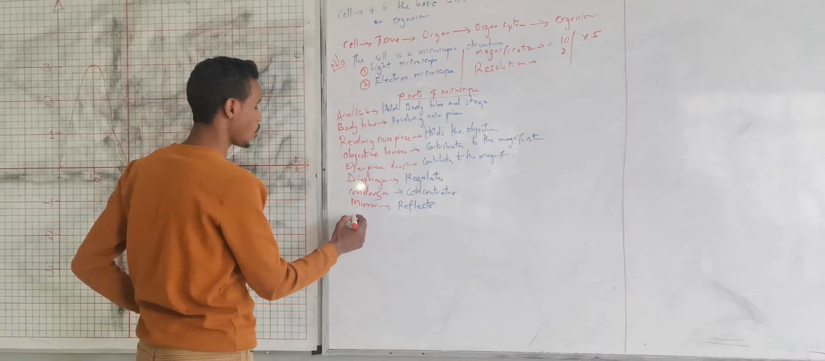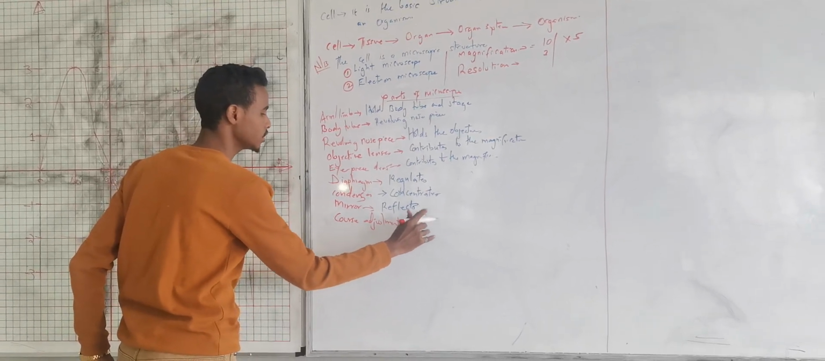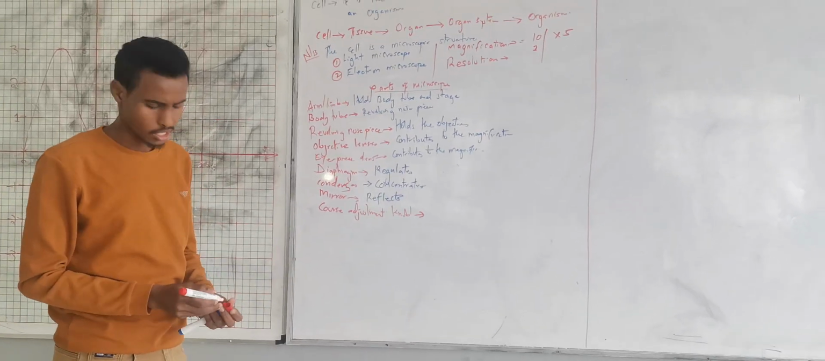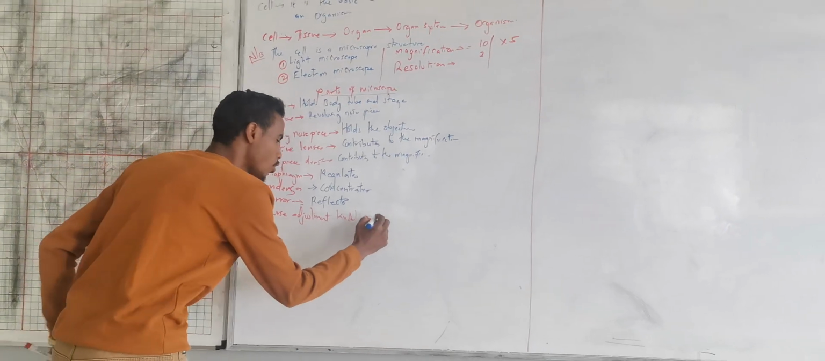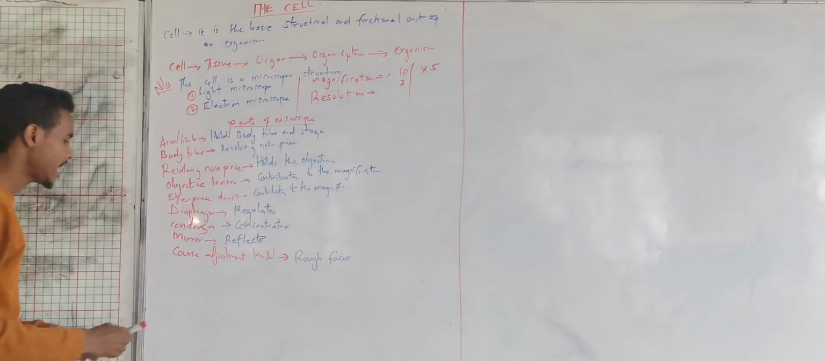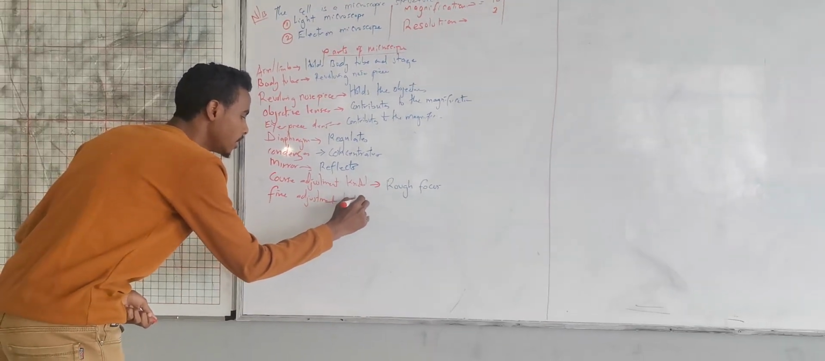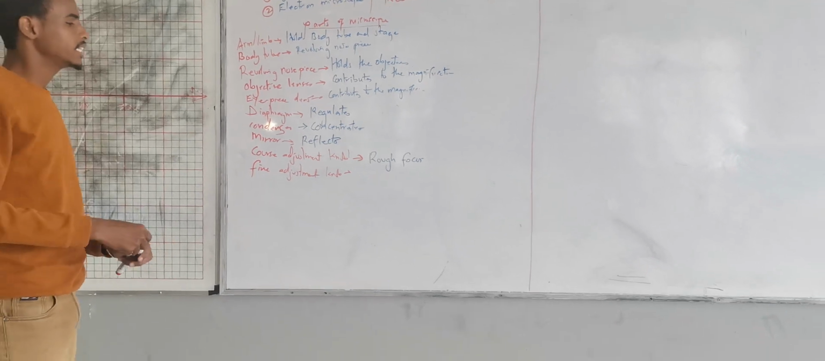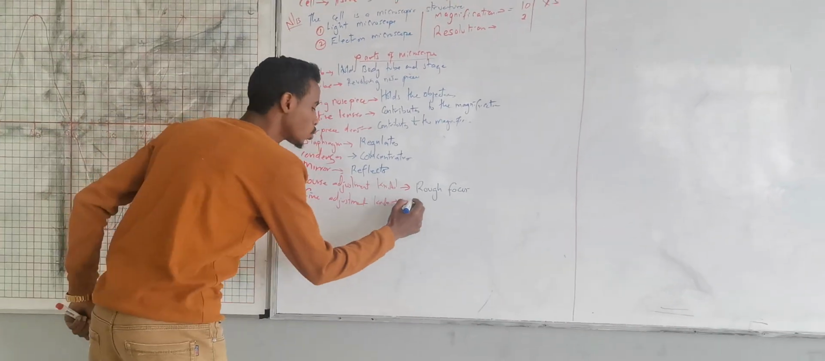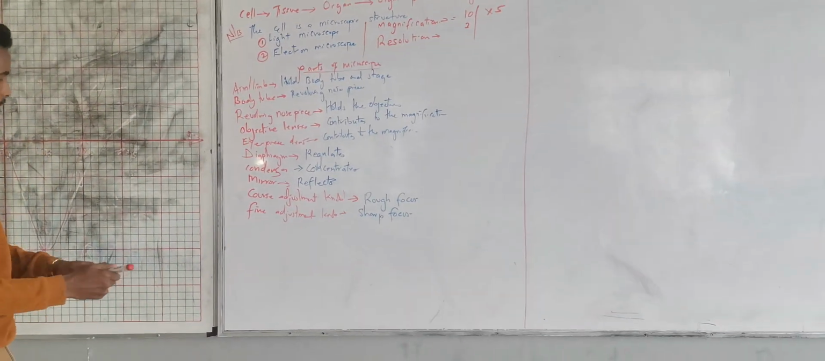We have the coarse adjustment knob. This one raises or lowers the body tube for a longer distance to bring the image into rough focus. We also have the fine adjustment knob. The fine adjustment knob raises or lowers the body tube for a shorter distance to bring the image into sharp focus.